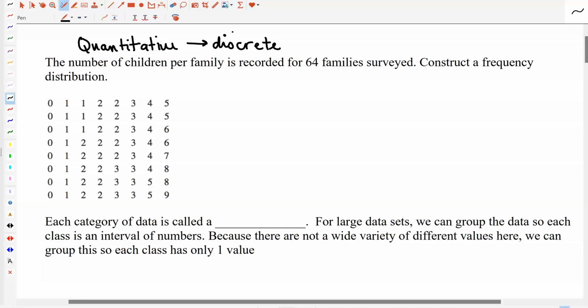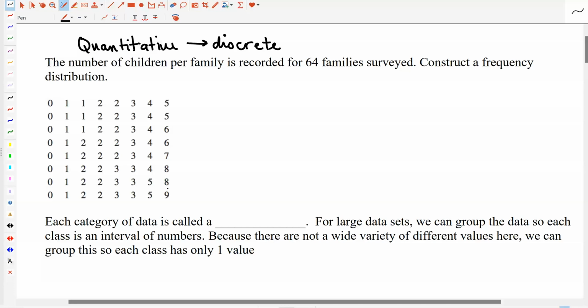So for this data set, it says the number of children per family is recorded for 64 families that were surveyed. Construct a frequency distribution. Now I have 64 values over here, and you can see that it's already been sorted. So we have a bunch of families that reported that they had 0 children. Quite a few families reported they have 1 child. And then we have the families that reported that they have 2 children, families that reported they have 3 children, then 4 children, 5 children, 6, 7, 8. And then out of the families that were surveyed, there was 1 family that reported they had 9 children.